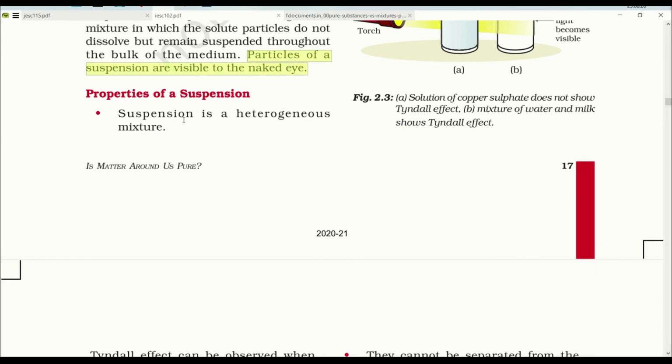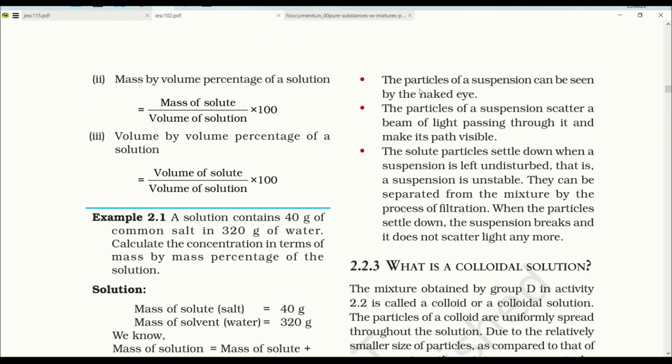Let's see the properties. First, it is a heterogeneous mixture. Second, the particles of a suspension can be seen by the naked eye. Third, the particles of a suspension scatter a beam of light passing through it and make its path visible. Fourth, solute particles settle down when a suspension is left undisturbed, that is, a suspension is unstable. They can be separated from the mixture by a process of simple filtration.